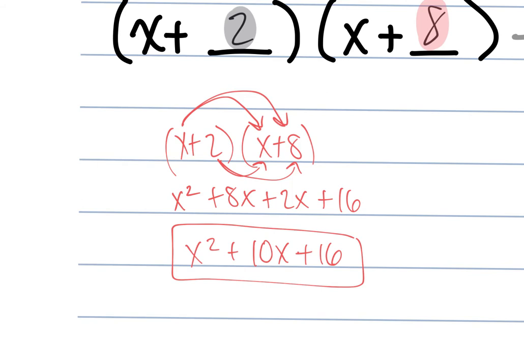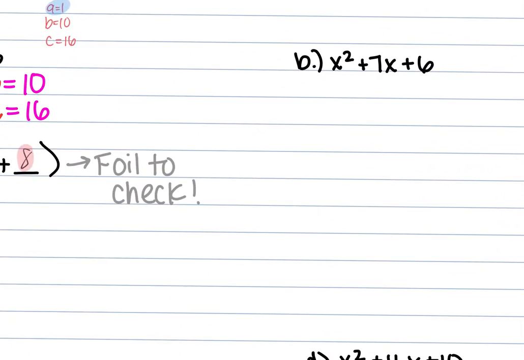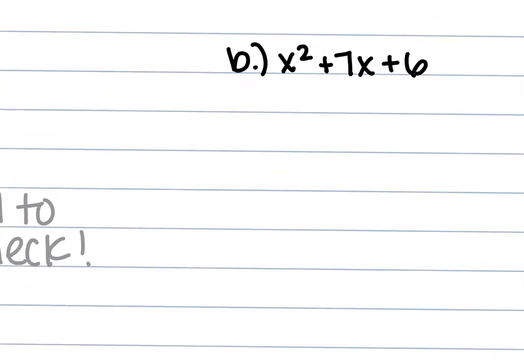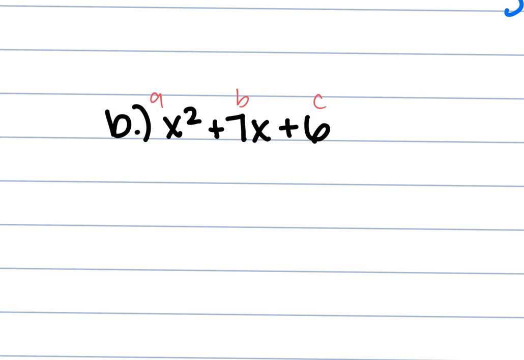No. Okay, all right, so we've got x squared plus 7x plus 6. So what we're going to do here is first things first, identify A, B, and C. And I know, guys, this sounds really repetitive, right? To do this every single time. But it's super important for the later lessons that we write this down, okay? So what's A here? 1. What's B? 7. And C is 6, okay?